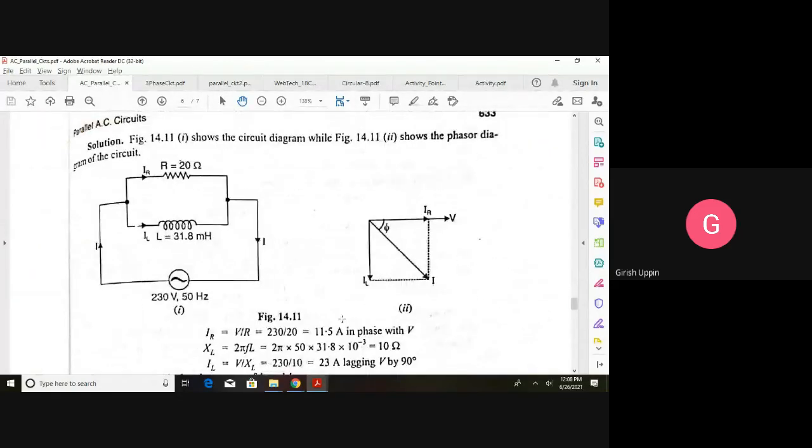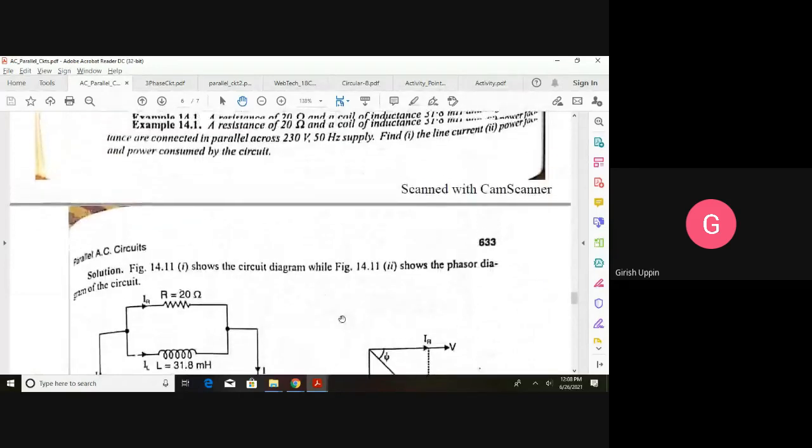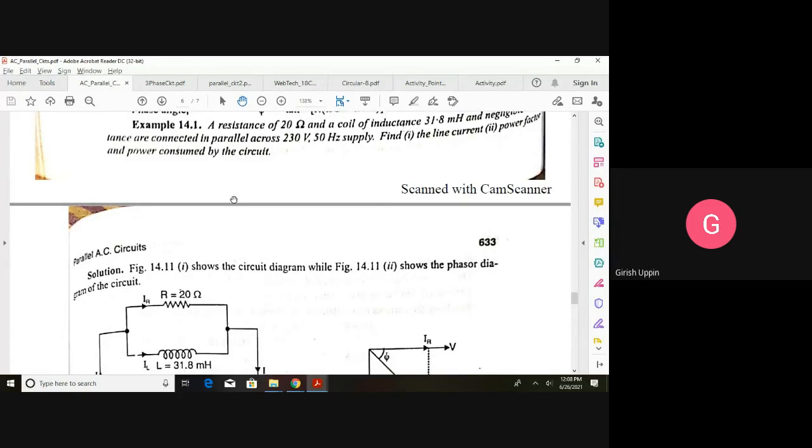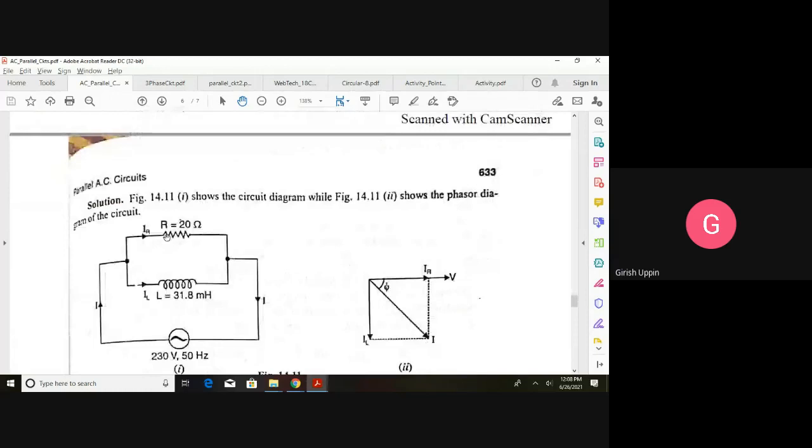Okay, so I have a problem here. A resistance of 20 ohm and a coil of inductance 31.8 millihenry and negligible resistance are connected in parallel across a 230 volt, 50 hertz supply. Find the line current, power factor and power consumed by the circuit. So we have a very simple circuit. I have two components which are in parallel. This is resistance, R is equal to 20 ohm, L is equal to 31.8 millihenry. They are connected in parallel.